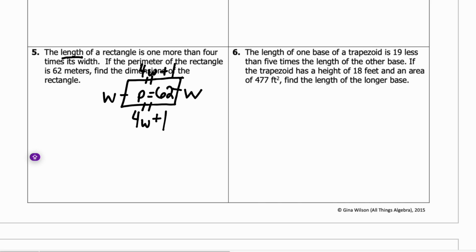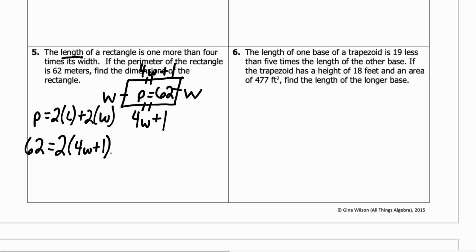We know that the formula for perimeter equals 2 times our length plus 2 times our width. And we can plug 62 into our P, because that's our perimeter. And we do 2 times our length, which is 4W plus 1, plus 2 times our width. At this point, we could just distribute and solve for W. So that's what I'm going to do.